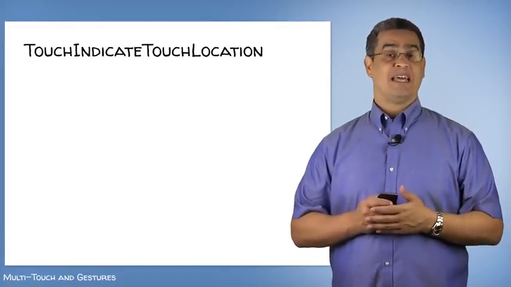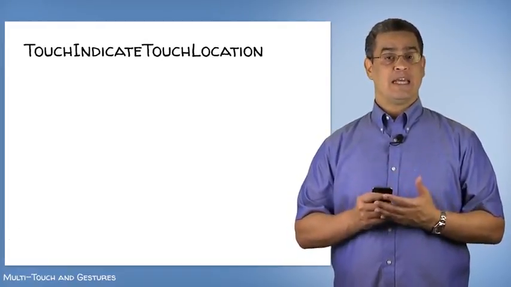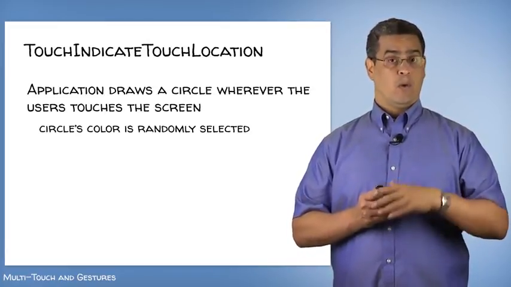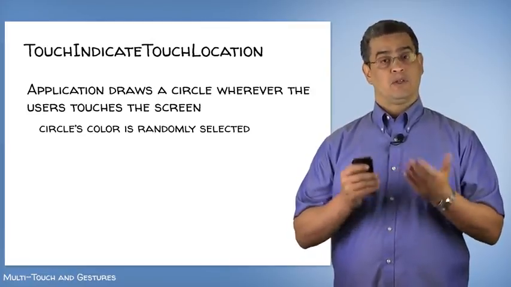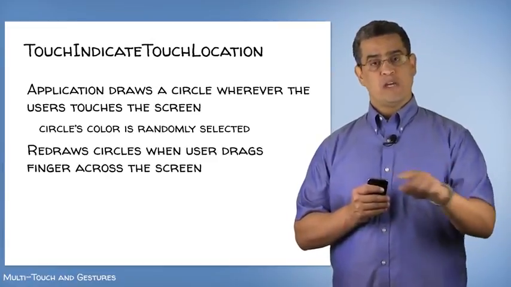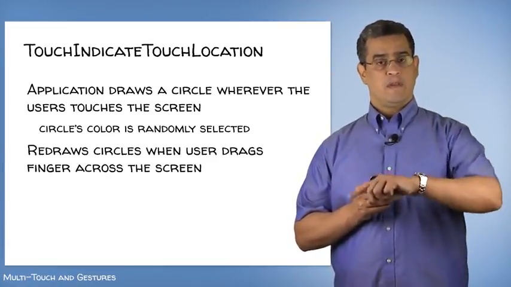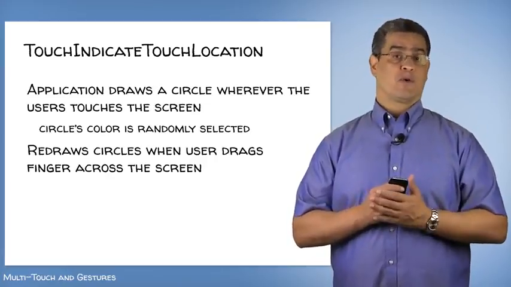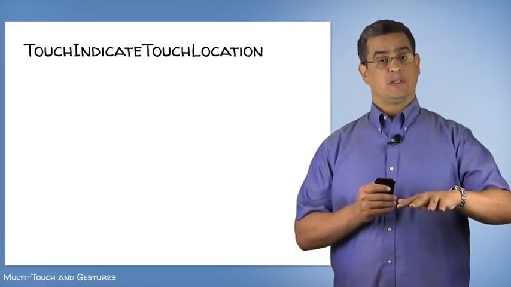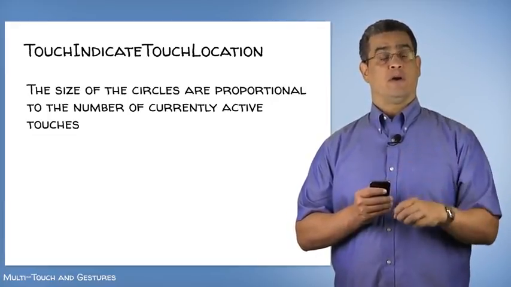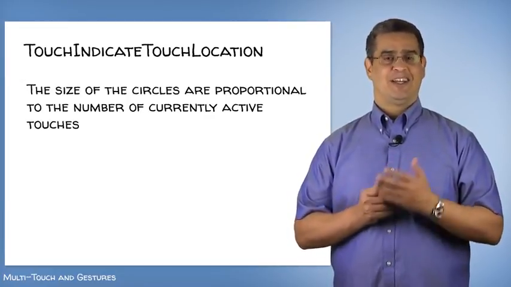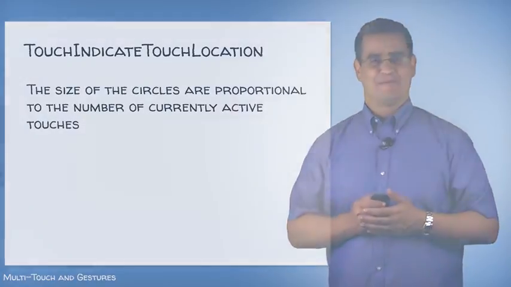Our first example application in this lesson is called Touch Indicate Touch Location. This application draws a circle wherever the user touches the screen. The circle's color is randomly selected, and the application also then redraws the circle following the user's finger if it moves across the screen. And finally, when the user touches the screen in multiple locations, the size of the circles that are drawn will change to reflect the number of currently active touches. Let's take a look at this application in action.